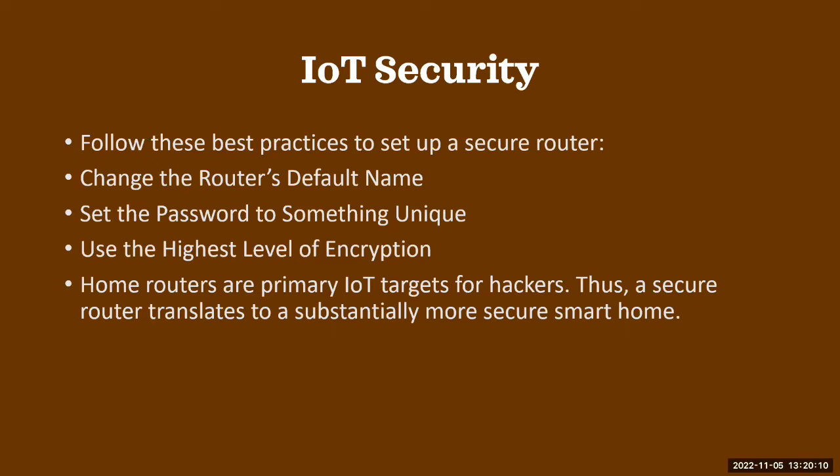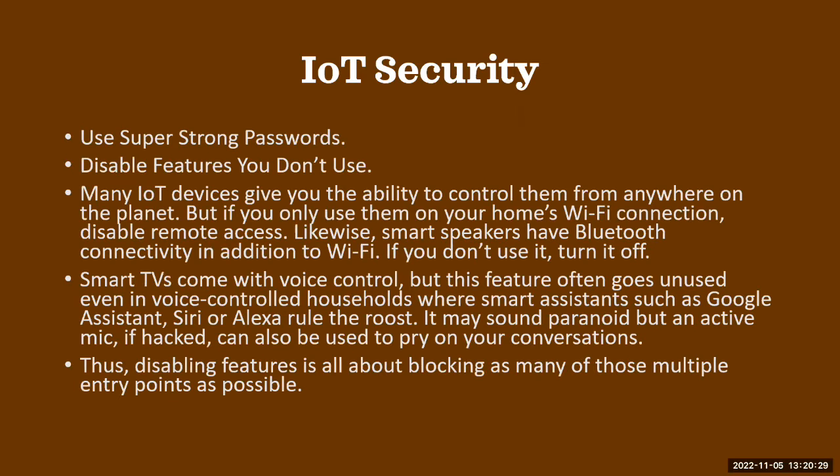Change the router's default name. Set the password to something unique. Use the highest level of encryption. Home routers are primary IoT targets for hackers. Thus, a secure router translates to a substantially more secure smart home. Use super strong passwords.